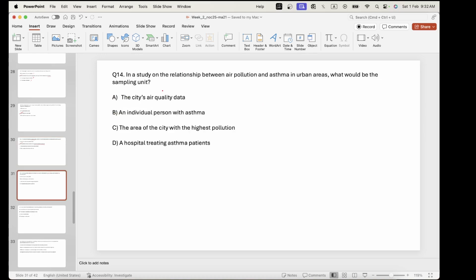Question number 14. In a study on the relationship between air pollution and asthma in urban areas, what would be the sampling unit? The sampling unit would be the person who is exposed to air pollution and also has asthma. So it would be an individual from whom you are collecting the data, an individual person with asthma. That would be my sampling unit.